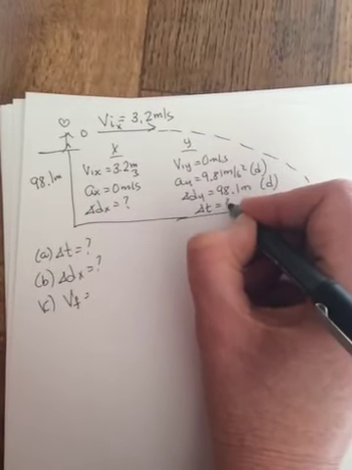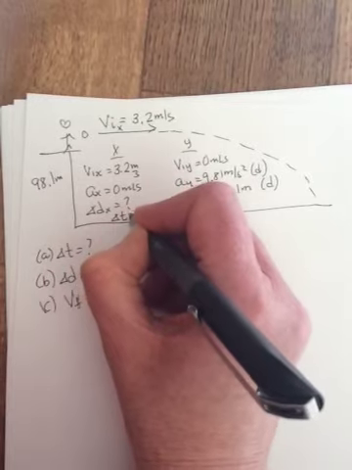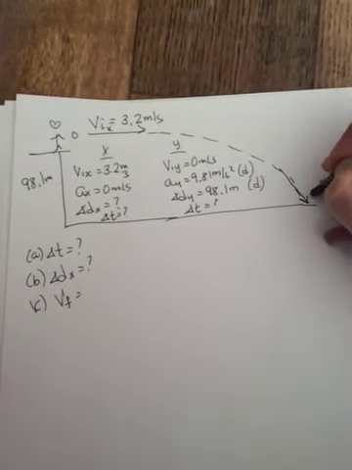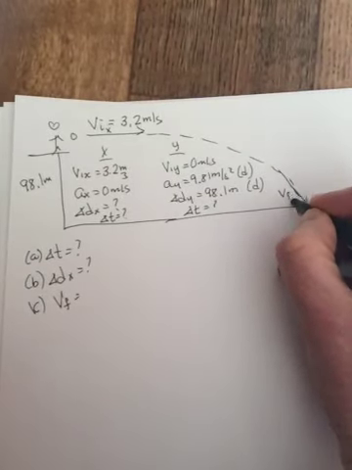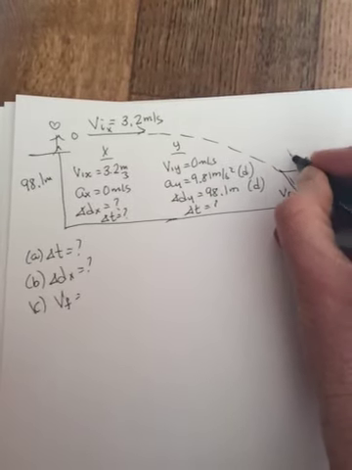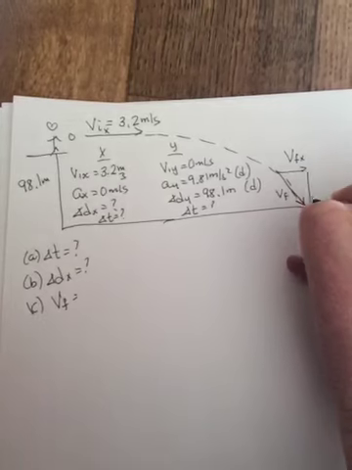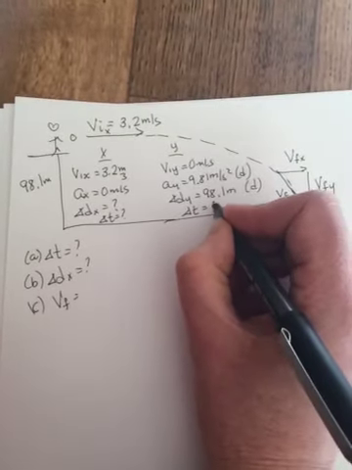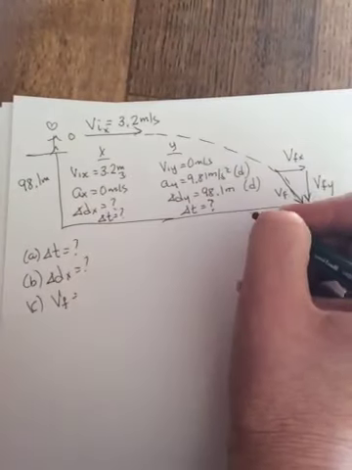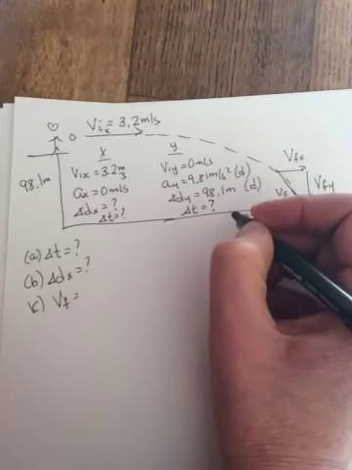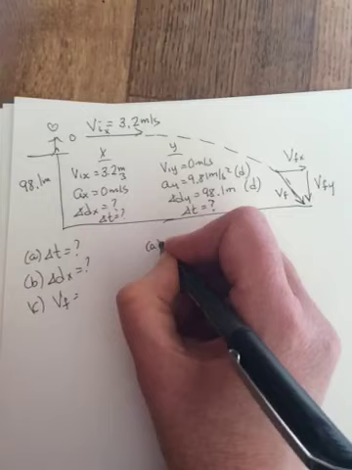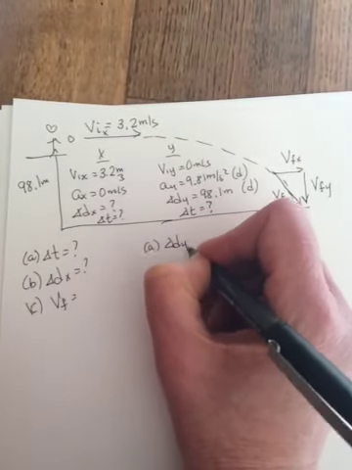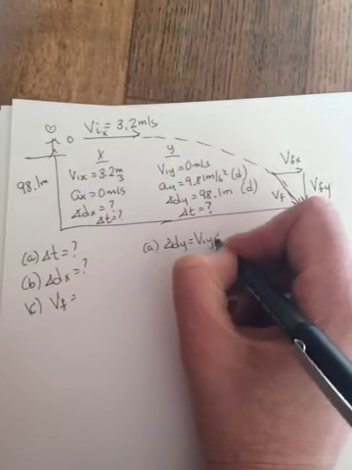We don't know delta t for either. And I don't have room to put the vf in, but it would be here, right? So we're looking for this vf, which means we're going to need vfx and vfy. Okay, but where do I start? Well, if you take a look at your two sets of unknowns, in the y direction, the only thing you don't have is the time. So start there.